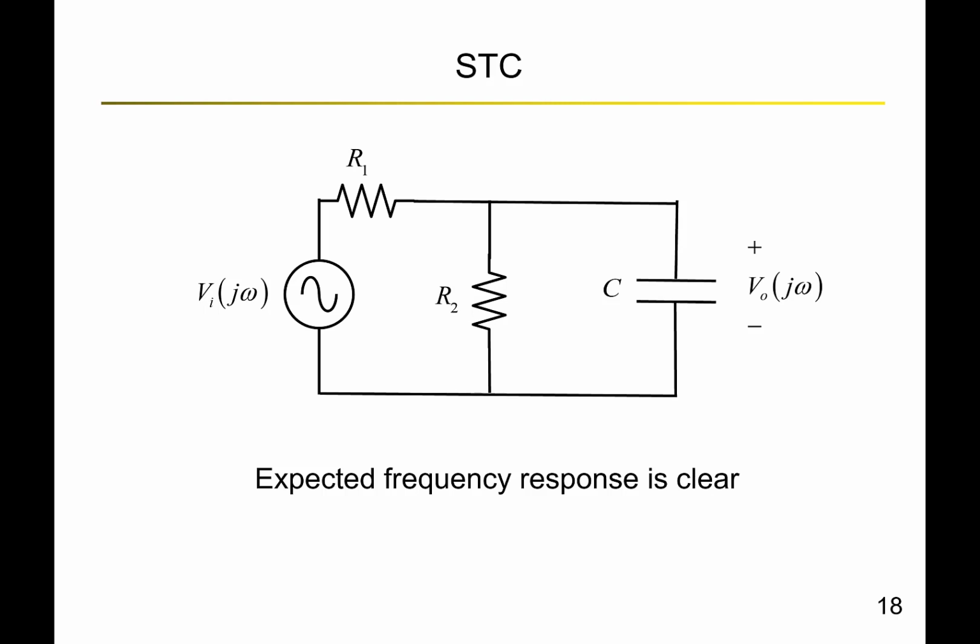In this case, we consider a low pass filter. As shown in this figure, we have a resistance R1, R2, and a capacitance C. And the output voltage is across the capacitor C. So as frequency increases, the impedance of C, that is ZC, decreases, which means we know that V naught should decrease. We should expect the behavior of a low pass filter.